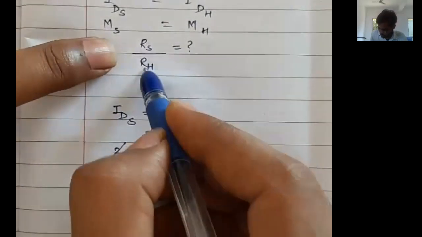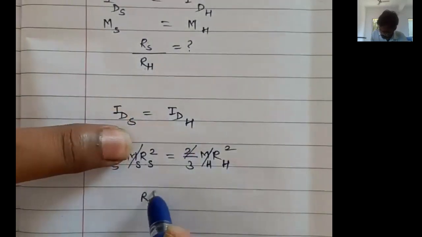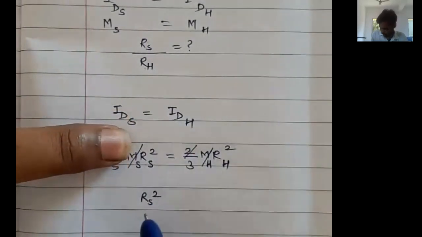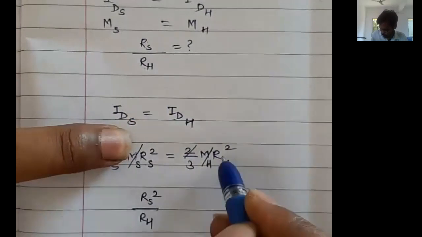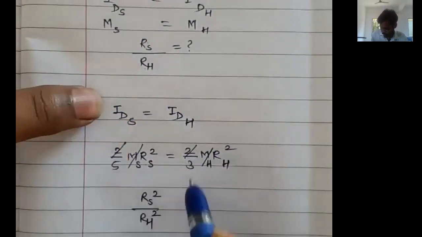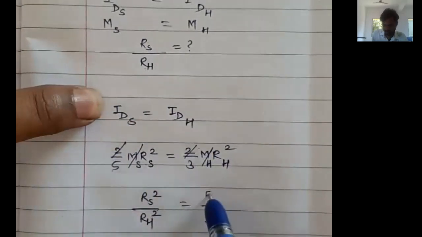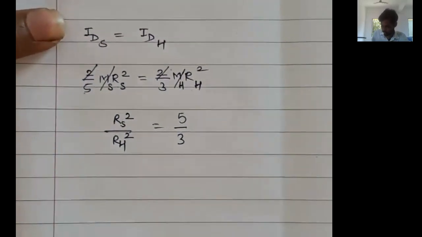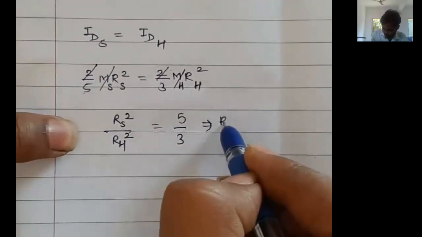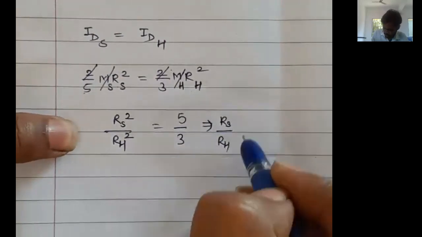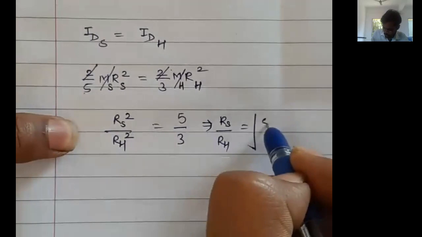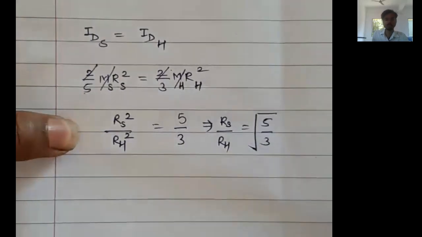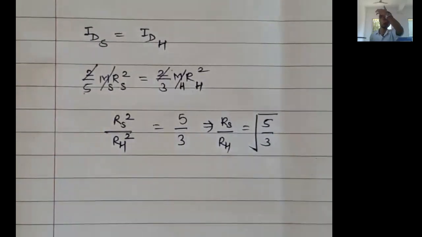Sir, we want Rs upon Rh, so Rs squared on the left-hand side, and Rh squared on the left-hand side also. The 3 in the denominator of the right-hand side stays as it is, and this 5 will go to the numerator of the right-hand side. Now taking square root on both sides, this equation implies that Rs upon Rh is equal to under root 5 upon 3, means 5 raised to 1 by 3 divided by 3 raised to 1 by 3.